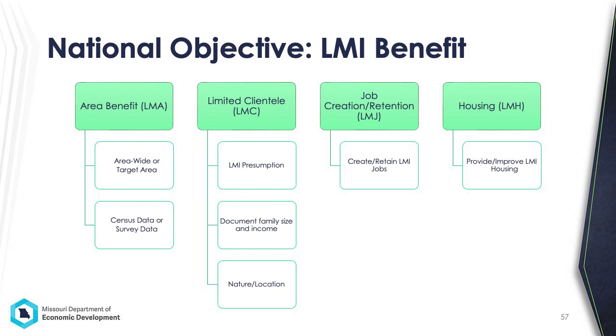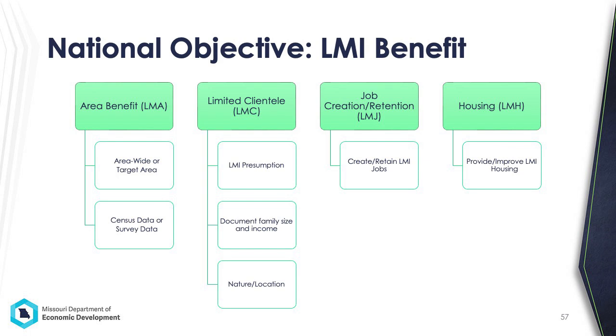Next, we have limited clientele, which benefits a specific group of persons, where at least 51% of the beneficiaries are LMI persons. Examples might include converting a building into a shelter for the unhoused or neighborhood center improvements that will exclusively serve the elderly. We have a few options under limited clientele.